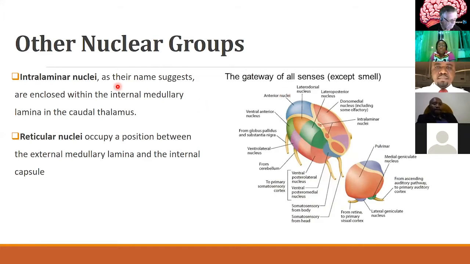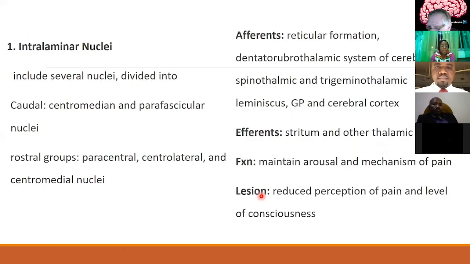The intralaminar nuclei, as the name suggests, are enclosed within the internal medullary lamina in the caudal thalamus, while the reticular nucleus is a projection of the reticular formation, found more laterally. It's a projection of the reticular formation from the brainstem to the diencephalon. This reticular nucleus is found between the external medullary lamina, as said before, and the internal capsule.